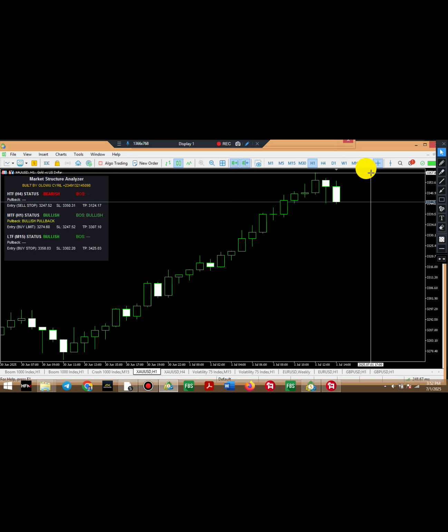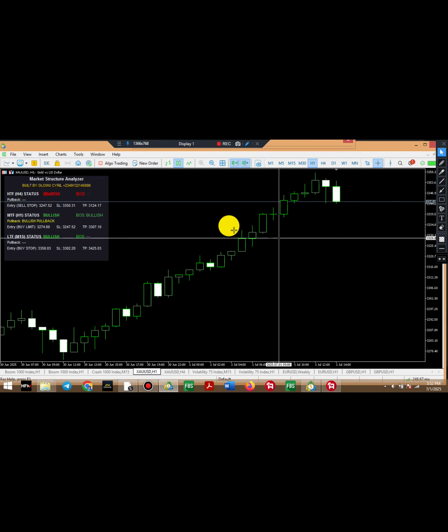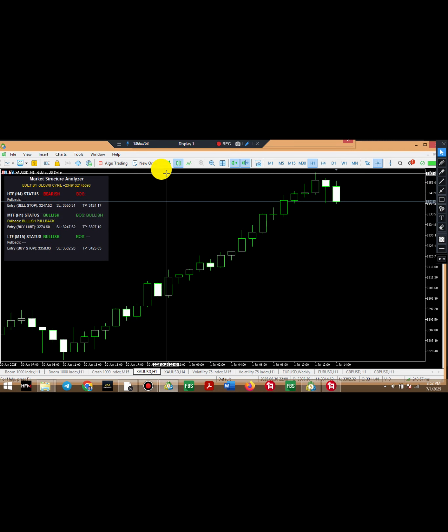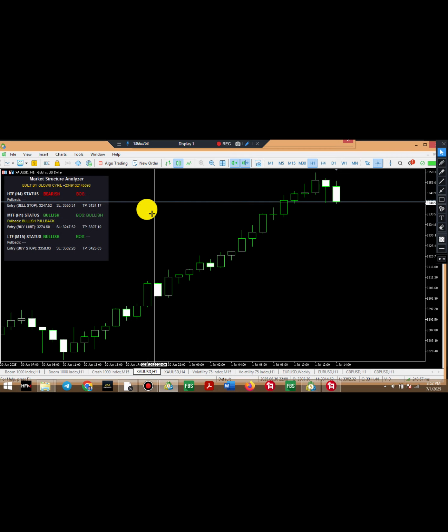Okay, this is the previous one. So this one is not current, because the current high now is around 3357, and this one is 32. So this has played already. It has played out already.